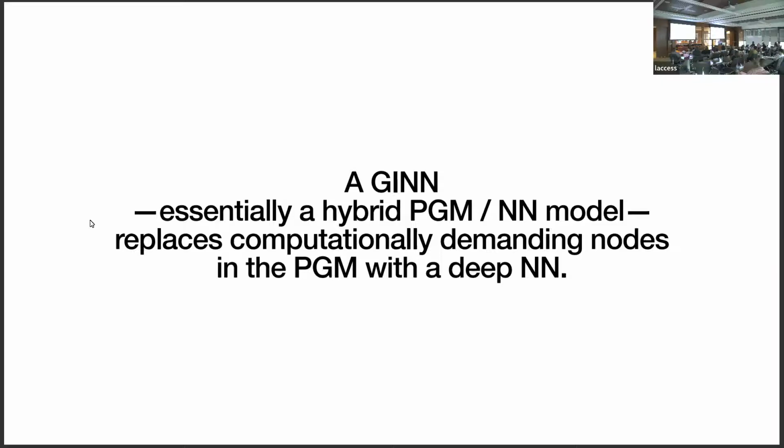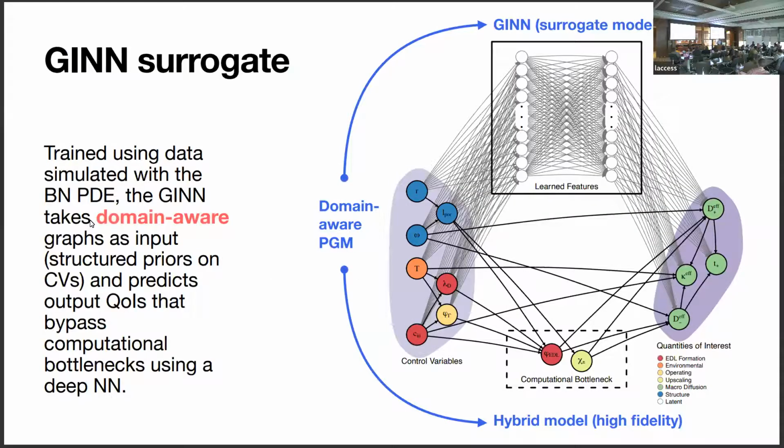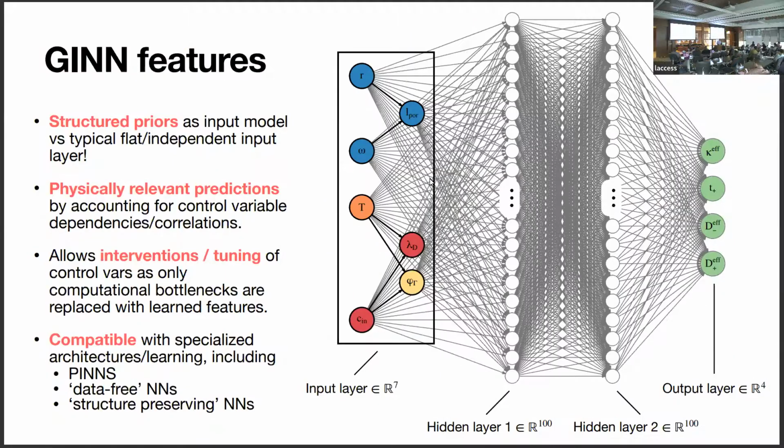And I think, yeah, this picture is a good one to show it, right? So really, we want to be able to tune these control variables still, right? We keep the structured priors on the control variables to make sure that the output quantities are physically relevant. And yeah, you can still put whatever neural network you want there. If you really want to use some structure preserving neural network, that's fine.